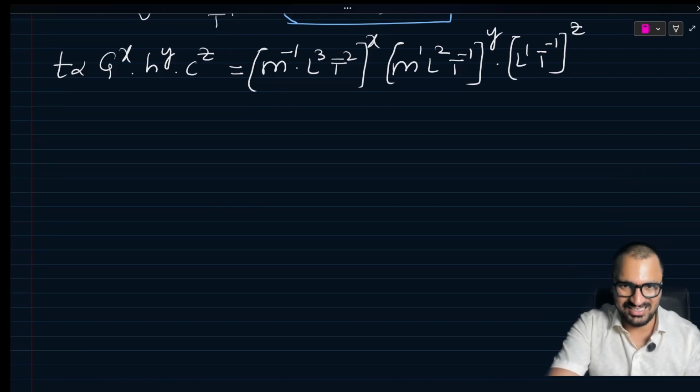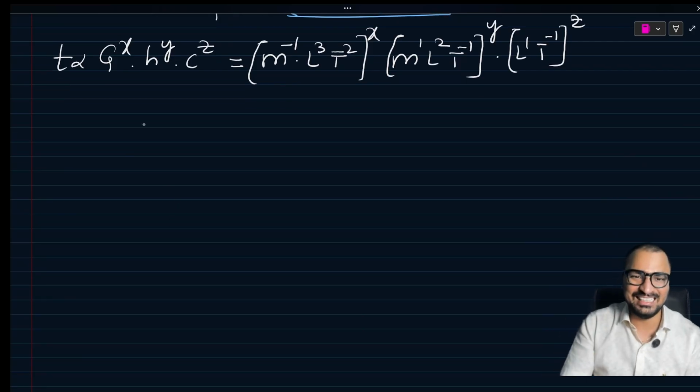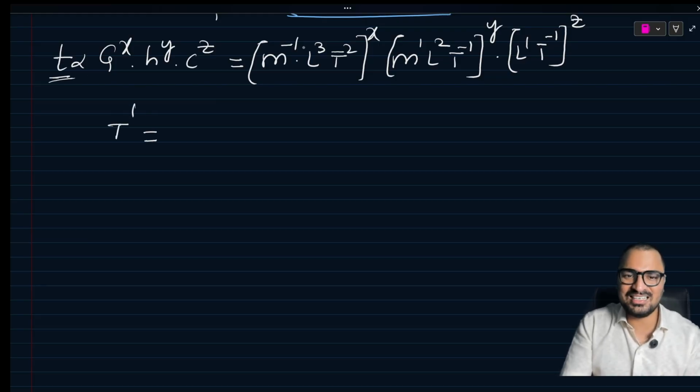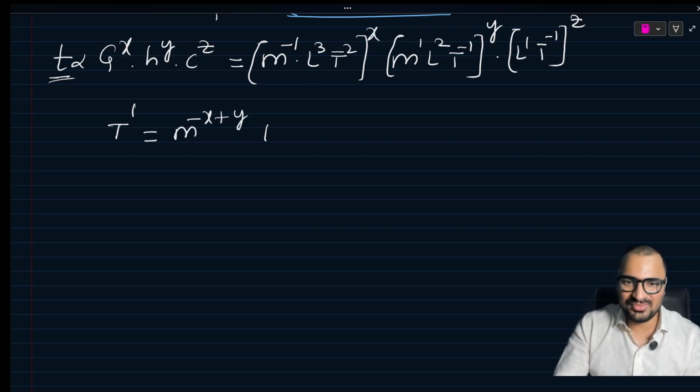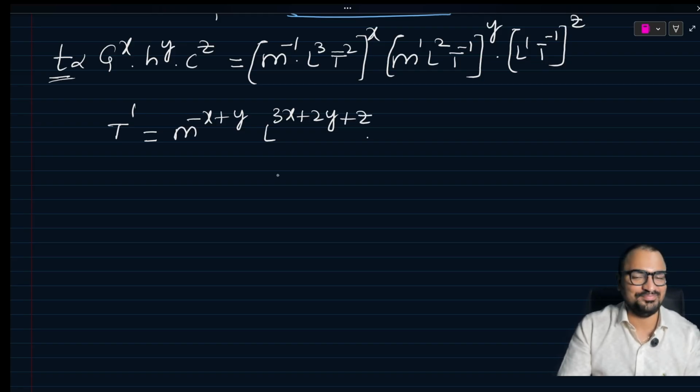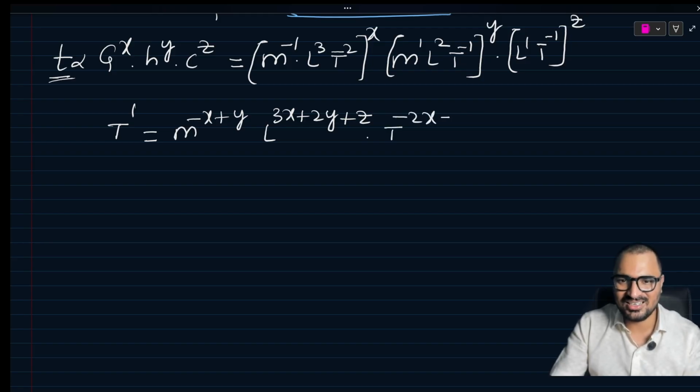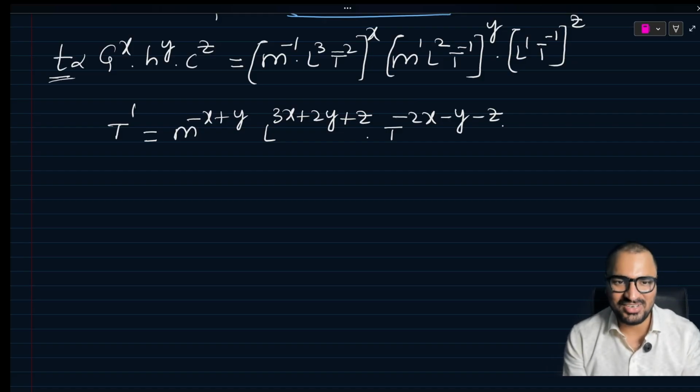We'll make it a little faster, the video is getting lengthy. The dimension of time, you know, is T1. For mass, we have M power minus x and M power y, so M power x plus y. For length, L power 3x plus L power 2y plus L power z. And for time, we have T power minus 2x, T power minus y, T power z, right?